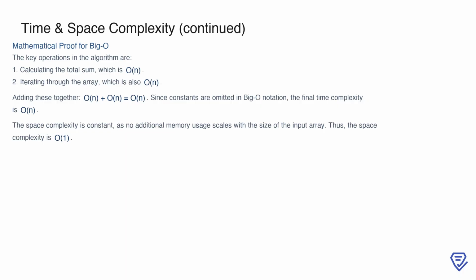On the other hand, the space complexity remains O(1), because the algorithm does not allocate any additional memory that depends on the input size. The use of only a few scalar variables ensures the memory usage stays constant, regardless of the array length. Thus, the space complexity is O(1).